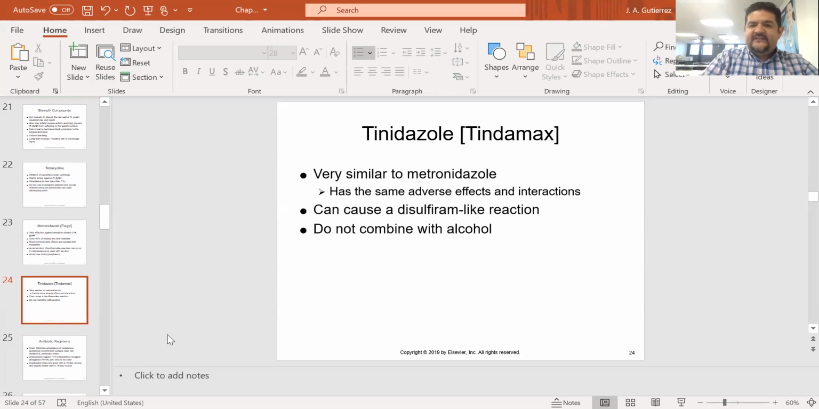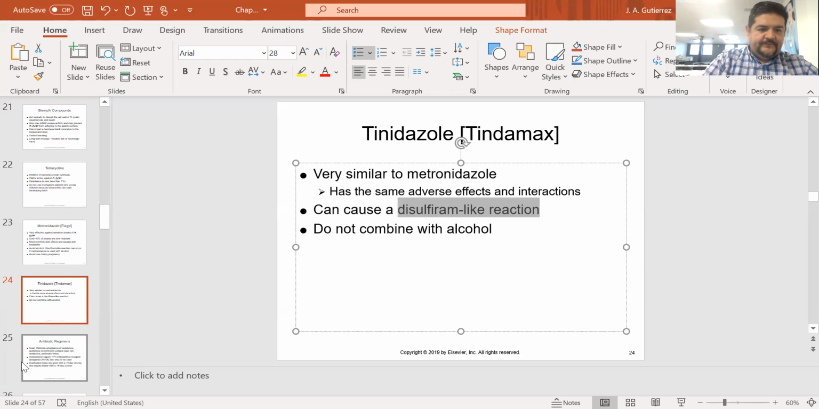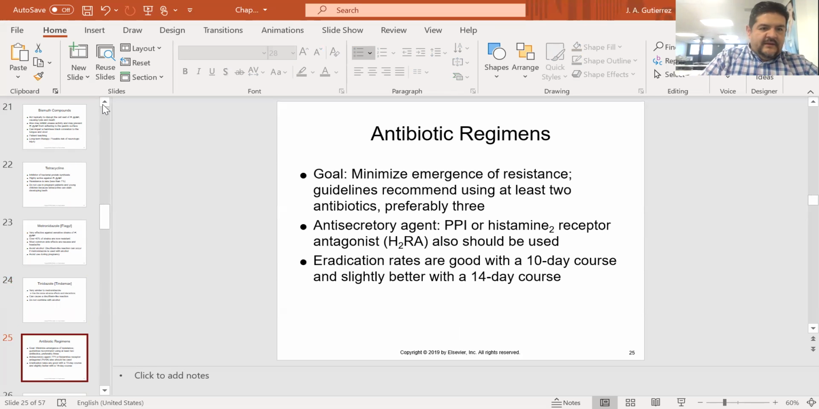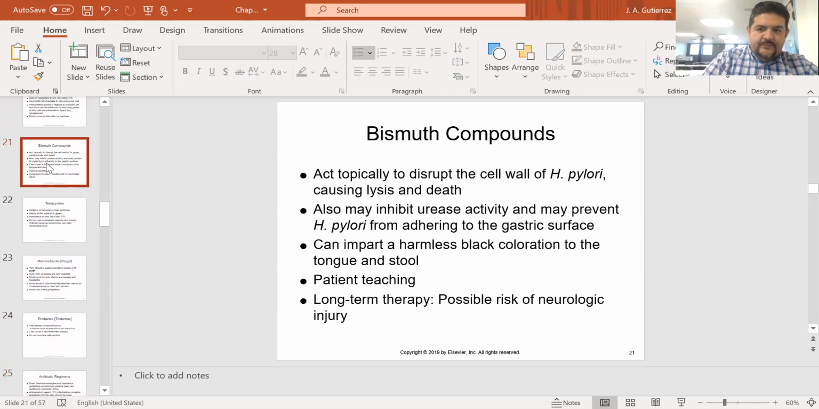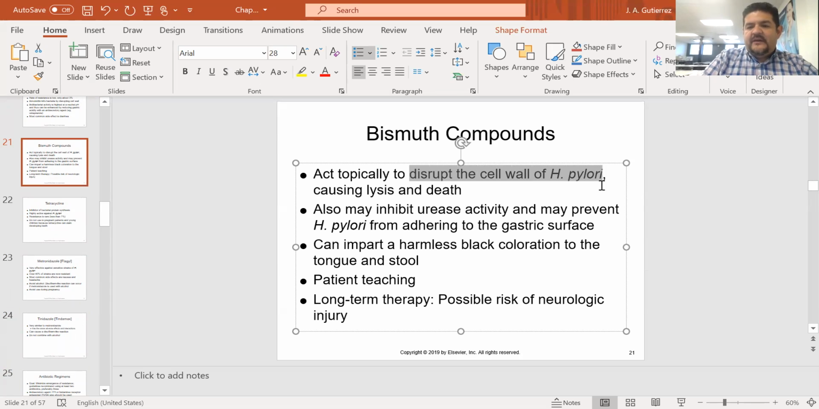Okay, tinidazole, this is another variation of metronidazole. It's a new version, and same thing, the disulfiram-like reaction. Now let's go to bismuth compound. This is Pepto-Bismol. Bismuth compounds is Pepto-Bismol. It's not considered an antibiotic, but this medication is able to break the walls of H. pylori.